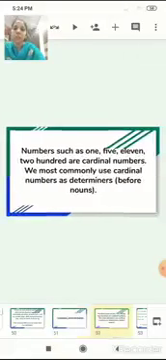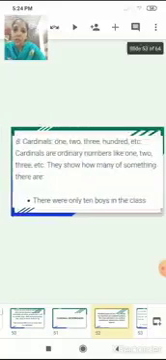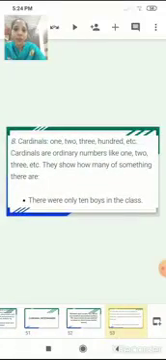So now let's move ahead and start with the next determiner, cardinal determiners. Now students, numbers such as 1, 5, 11, 200, 500 are cardinal numbers. We most commonly use cardinal numbers as determiners before a noun. Numbers are one kind of determiner. In terms of meaning, numbers are similar to quantifier determiners, but most grammarians treat them separately, and so do we. Now, these cardinals are ordinary numbers like 1, 2, 3, 4, 500.